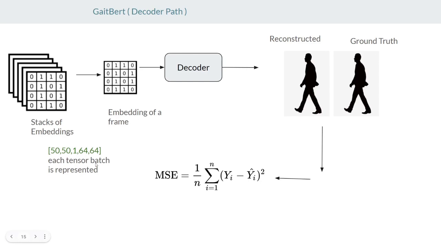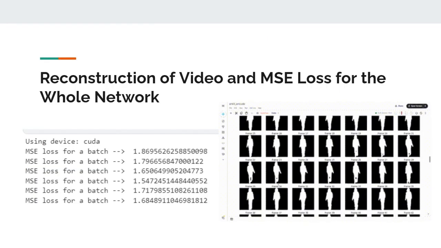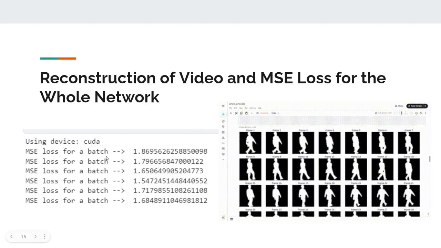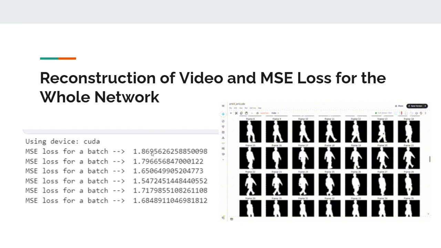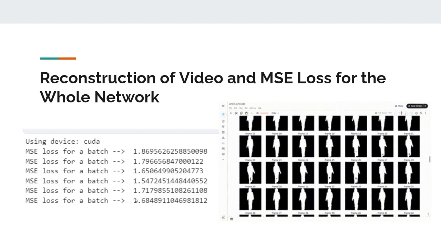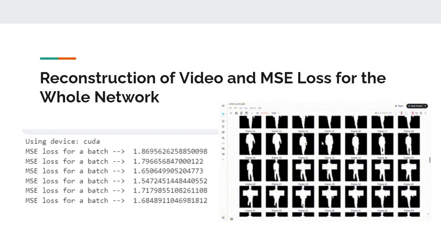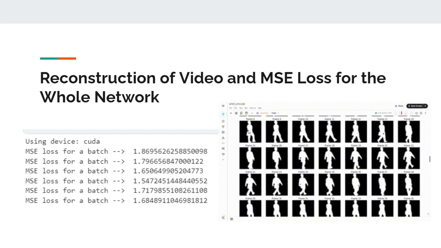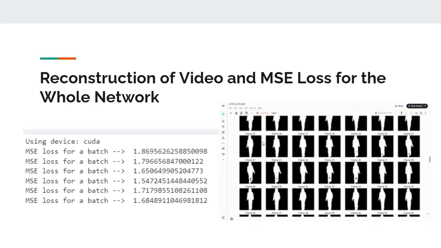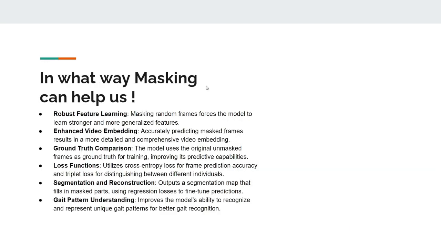So yeah, the reconstruction of the video and the MSE loss for the whole network. These are the reconstruction MSE losses that we have gathered. We train a lot, and we come down from around 12 to this one value, and this is what a reconstructed video looks like. This represents the number of frames, and those frames represent a video of a particular walking style. So that's what we have gathered.